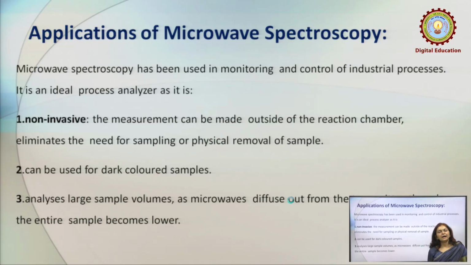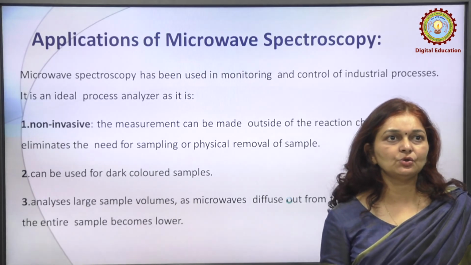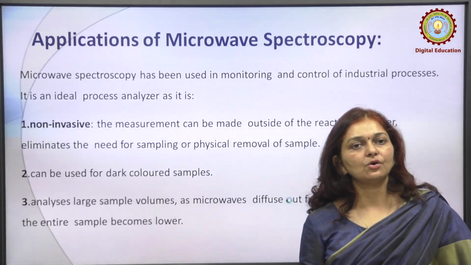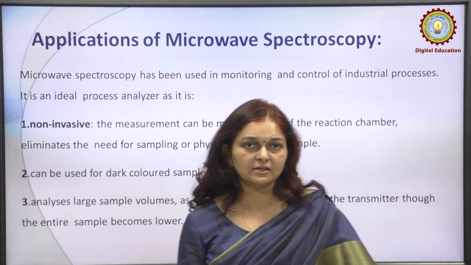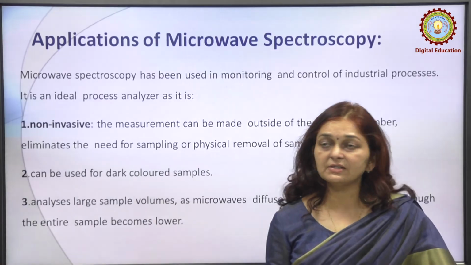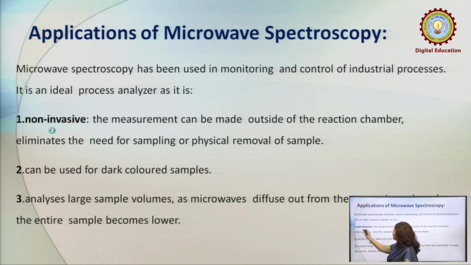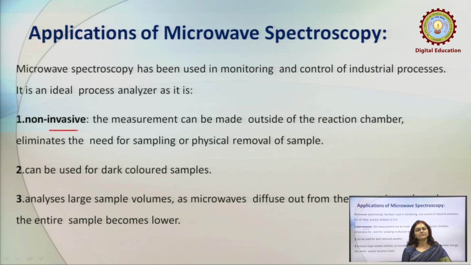Now come to the application part of microwave spectroscopy. Microwave spectroscopy has been used for monitoring and control of industrial processes, and it is an ideal process analyzer because of some qualities. It is non-invasive, which means the measurements can be made outside of the reaction chamber, eliminating the need for sampling or physical removal of the sample. That is, we can do the measurement outside the chamber.